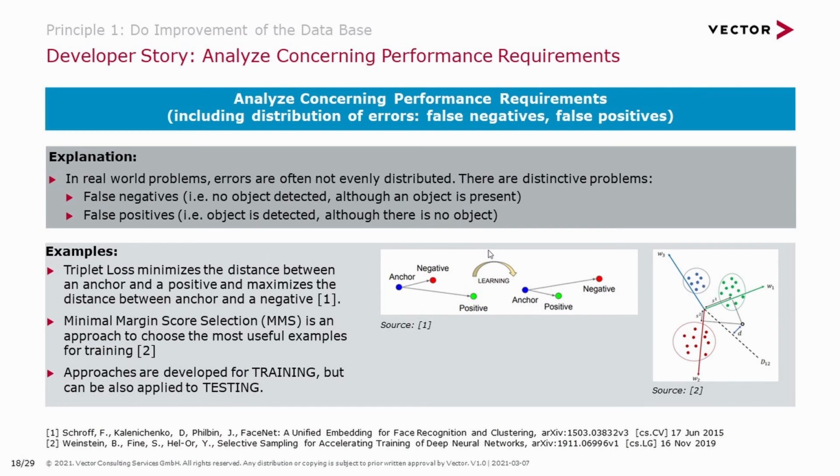So look into a developer story, analyzing concerning performance requirements. We need to look for false negatives and false positives, and we need to analyze the frequency of that. Then we need to find out how to guide our data collection and data preprocessing to look for these spots where we need to optimize our decision boundary. We remember the decision boundary from the simple switch, and you can figure out that for complex classifiers, for complex analysis with AI, this decision boundary is highly nonlinear.